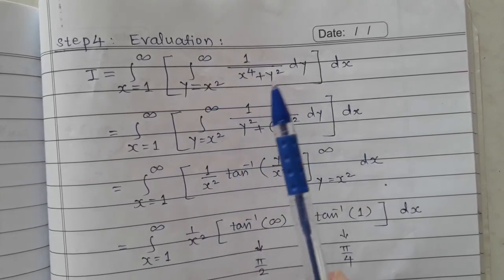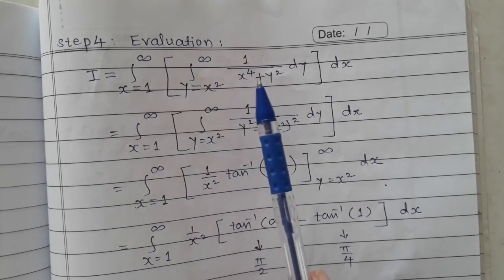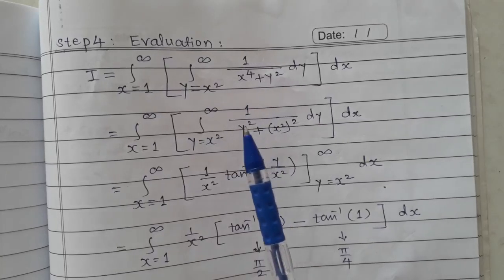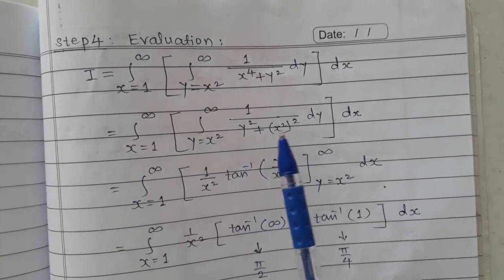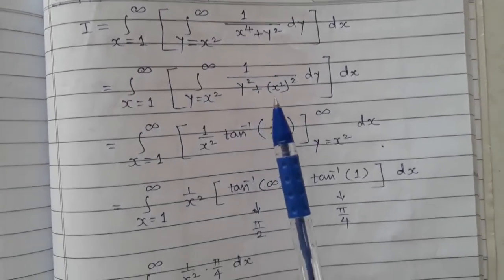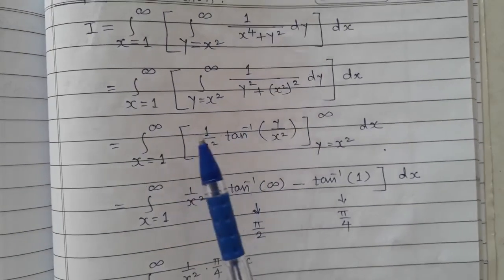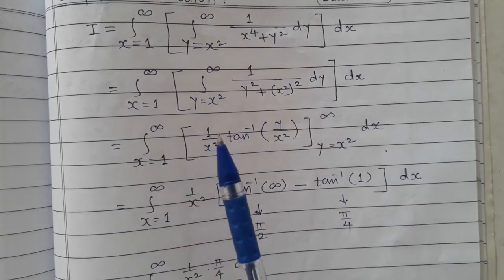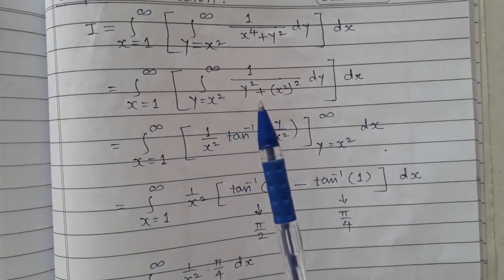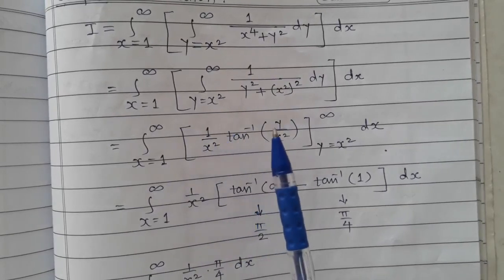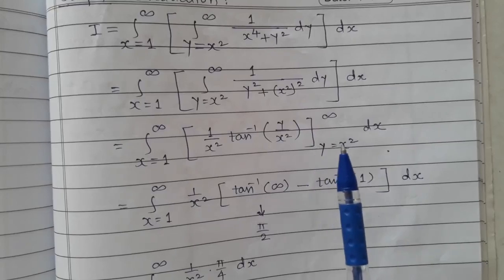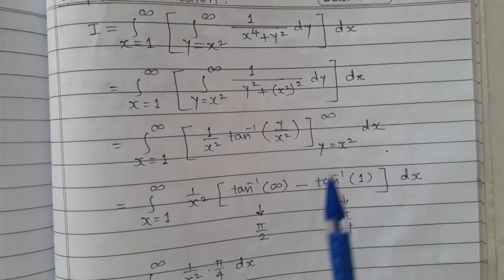So here when we integrate with respect to y, x will be constant. So we can write it as 1 upon [y square plus x square bracket square]. It is a standard integration form. Y is a variable. So we have x from 1 to infinity. The integration of this is 1 upon x square tan inverse of y upon x square, y from x square to infinity are the limits, into dx.